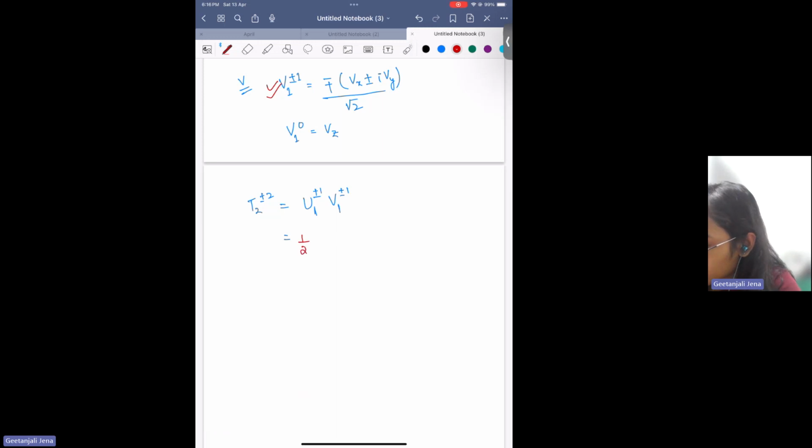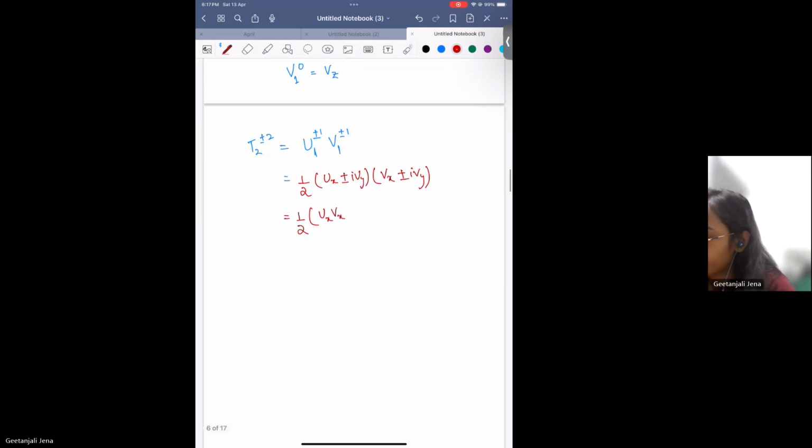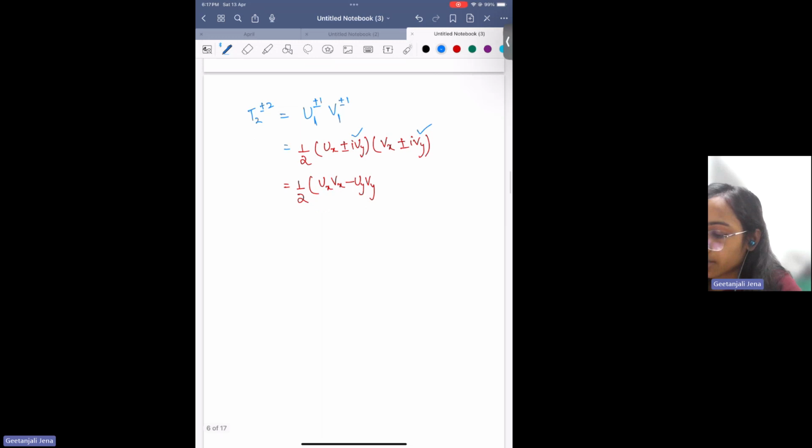So the final one would be 1 by 2, ux plus or minus iuy and vx plus or minus ivy. So now you just have to multiply the individual term. So the first one you will get is ux vx, and there will be a term which is minus uy vy. So uy vy you will get by taking these two terms, right? There is an I here, I, so I square will be there. So I square will be minus 1.